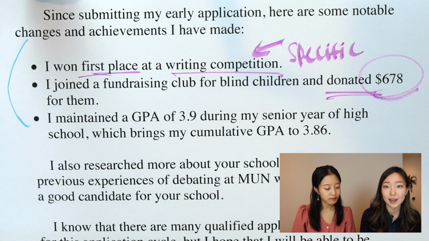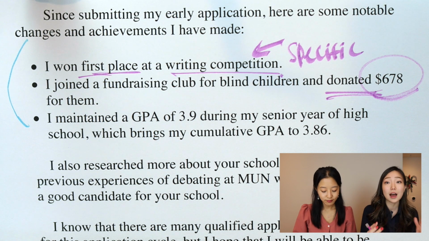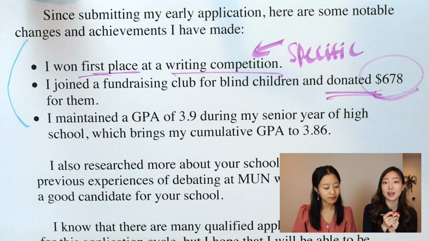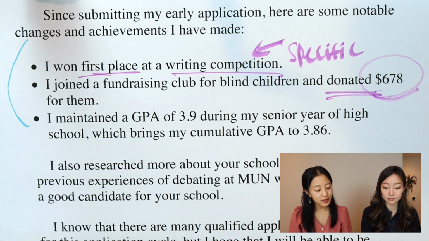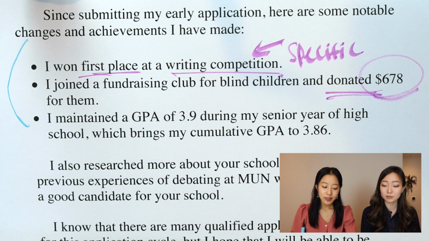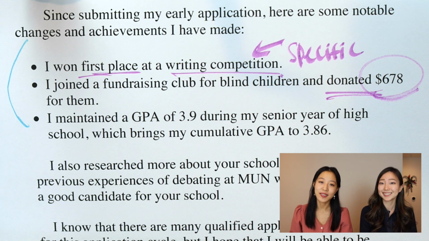So you want to say something like, did you make an after school program? Did you buy art supplies? What did you do? How is this money used, and how did you contribute back to the society? And third bullet point, I maintained a GPA of 3.9 during my senior year of high school, which brings my cumulative GPA to 3.86. If that student was kind of lacking in GPA in the first application, this is a really good thing to do, because you want to note what you were lacking and then improve on that point. Only emphasize what you did well and what your strengths are.